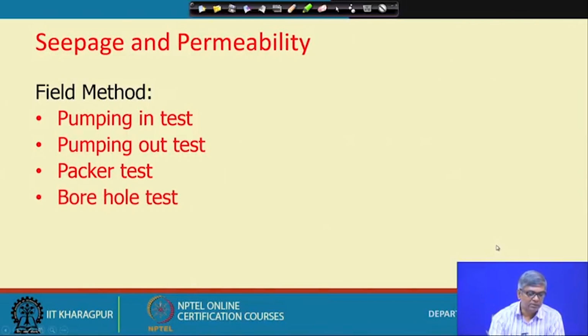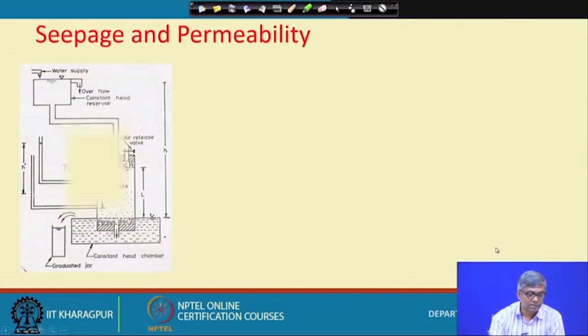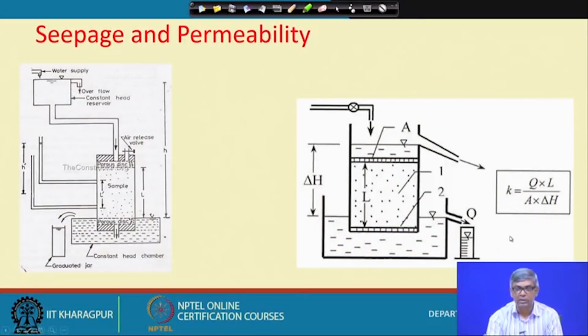And in the field method, there are pumping methods and all those things. Next is the laboratory method. In the laboratory, I have mentioned the constant head method and the falling head method. For the constant head method, two test setups are shown here. This is the soil sample, through which water is supplied from here and taken out, and two observation points are marked. At this point we try to keep the head constant.